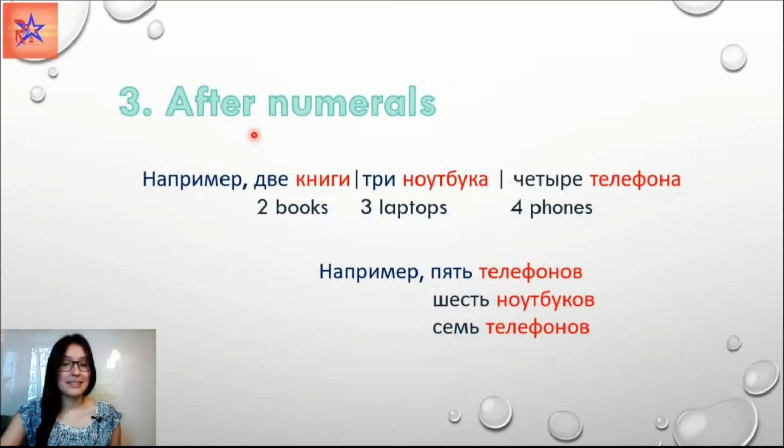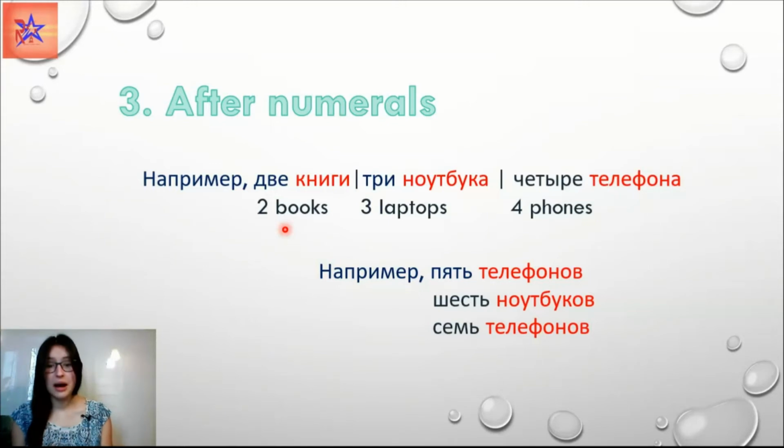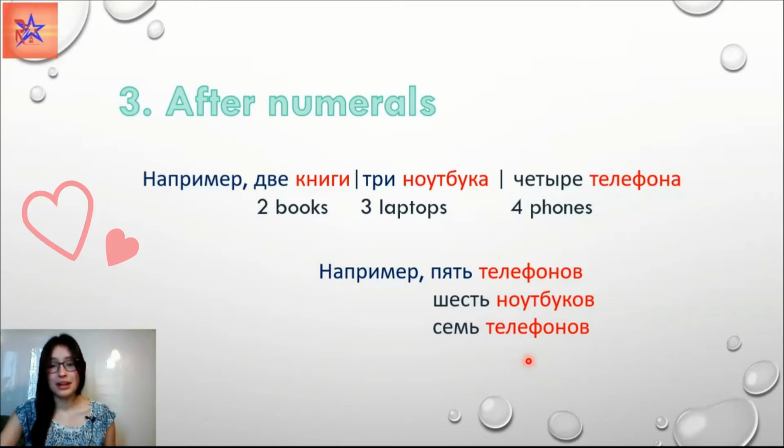And the third case is after numerals. When you have a number, you need to use a noun in a genitive case. Например, 2 книги, 3 ноутбука, 4 телефона. So after 2, 3, 4, you need to use a noun in singular genitive case. But after 5, 6, 7 and other numerals, you use the noun in plural in genitive case. 5 телефонов, 6 ноутбуков, 7 телефонов. But you see, 4 телефона, not телефонов.